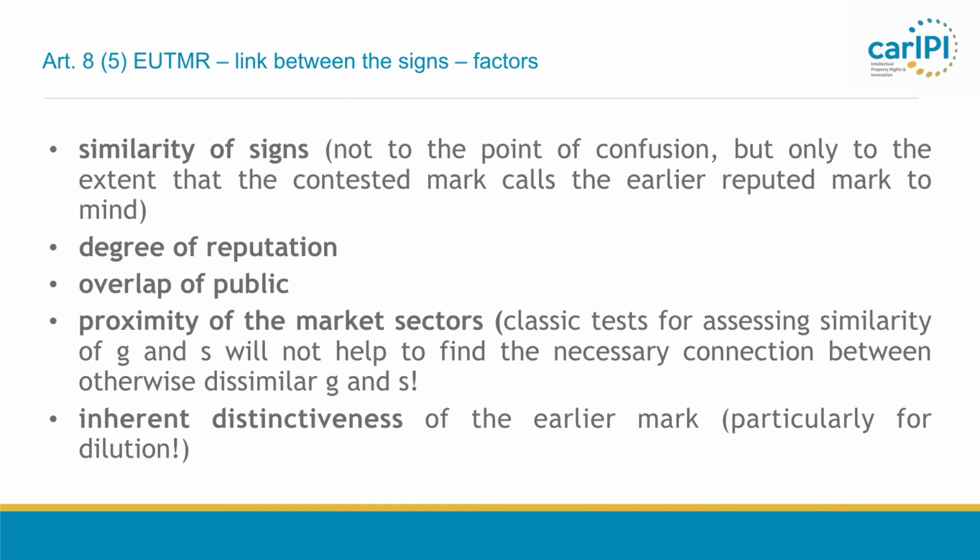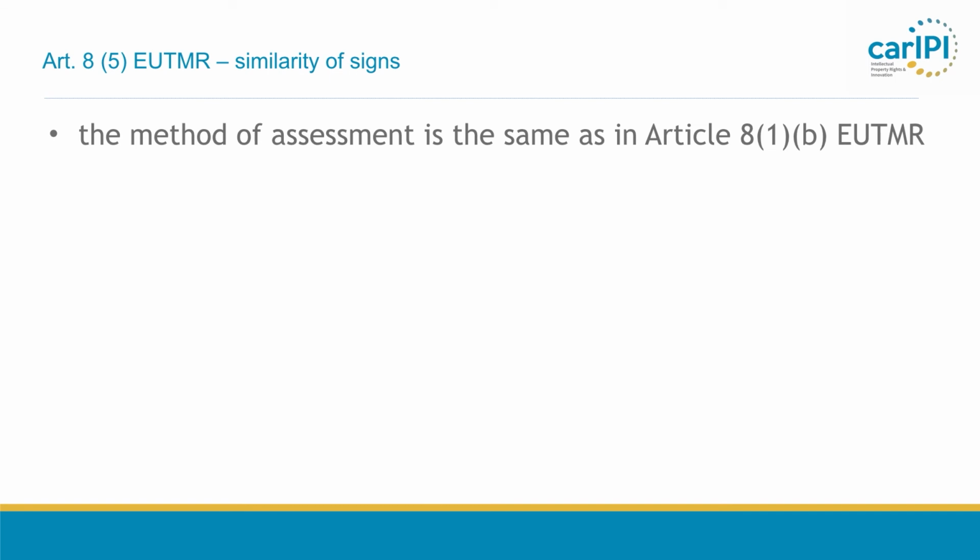So when we take all of them into account, we establish whether such a link exists, whether the public, when confronted with these signs with regard to these goods, considering the reputation and the market sectors, would make a link between them. But of course, if there is no link, there can be no injury. If there is a link, then we have to see if there can be an injury. But first, an important part is a similarity of signs.